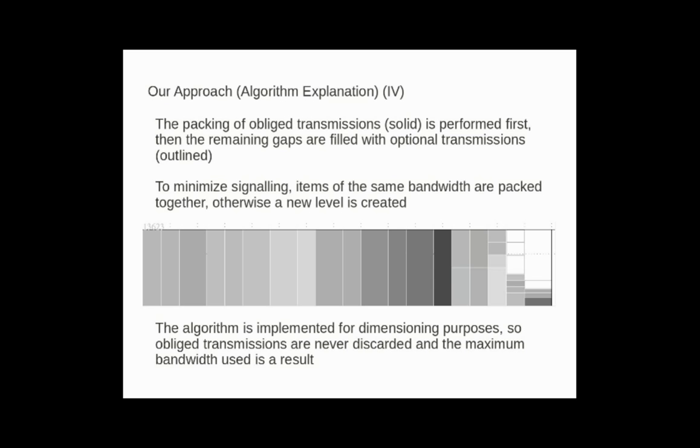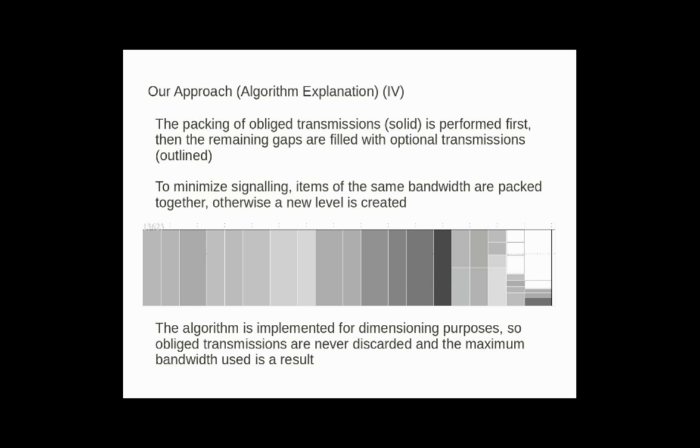The packing is obtained by placing the transmissions from bottom to top and in columns, forming levels. In order to minimize the signaling required to communicate the assignments to the terminals, in our proposed algorithm, just items of the same bandwidth are placed on a given level. If this cannot be done, a new level is created.